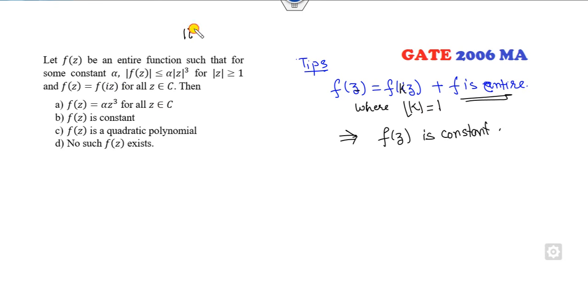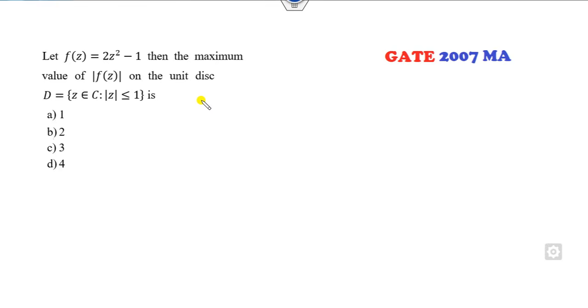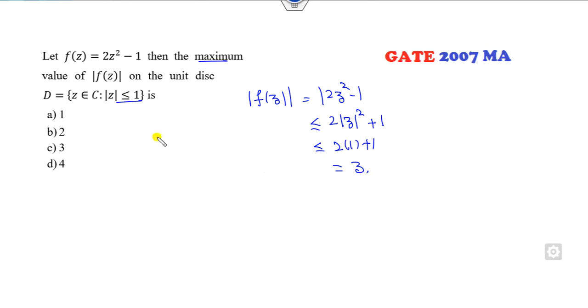You can see that this is 1. It satisfies this property. So f is constant is the right answer. Because it's a GATE examination, only one correct option is there. The right answer is B. The maximum value of this, I can start from here. It will be less than or equal to 2 times plus 1. The z value will be less than 2 times plus 1, that is 3. The maximum value is 3, which is the right answer.